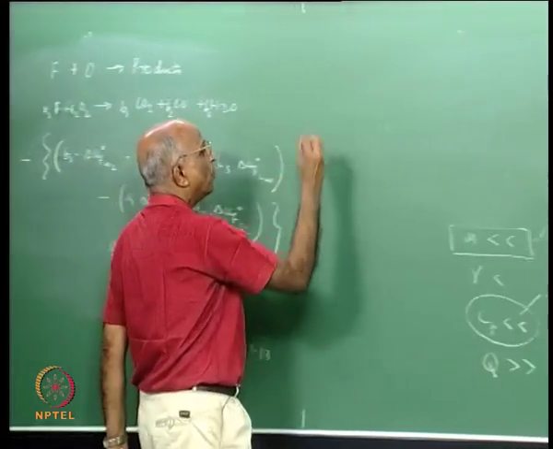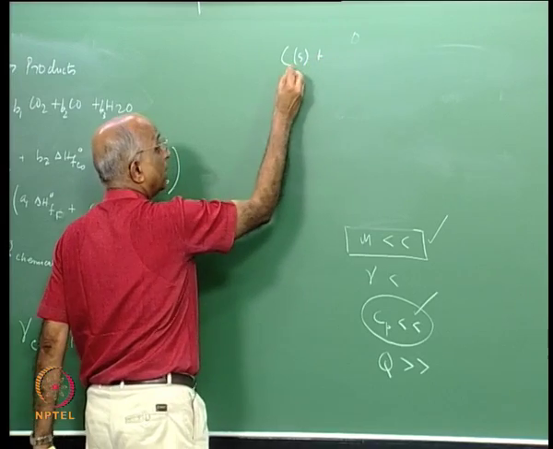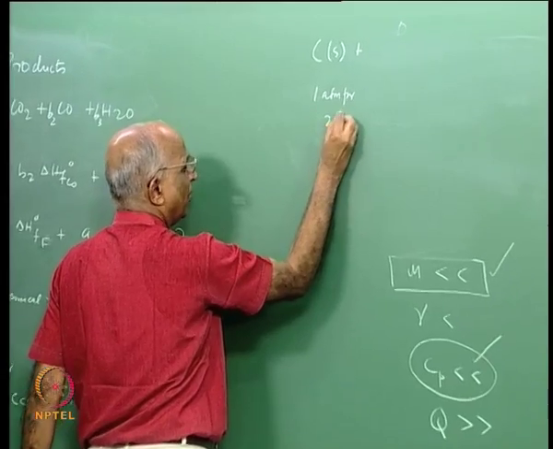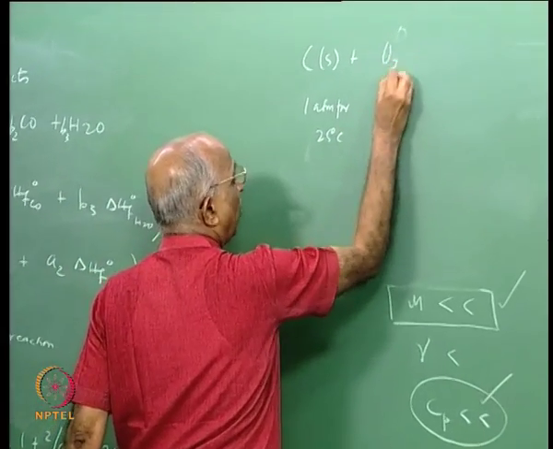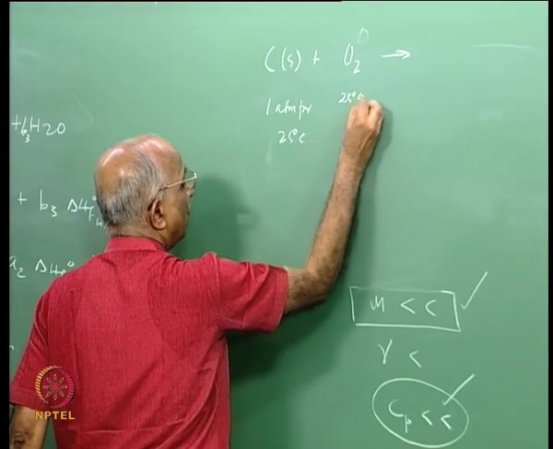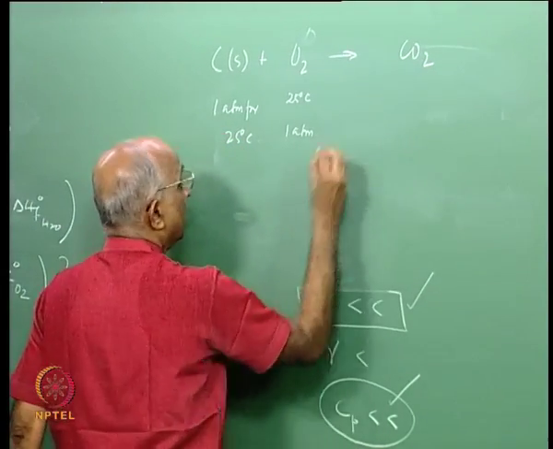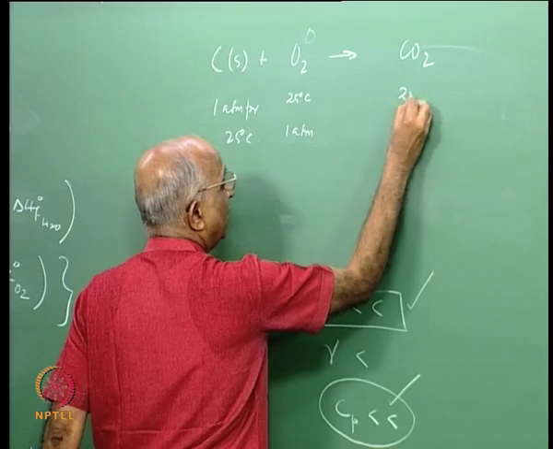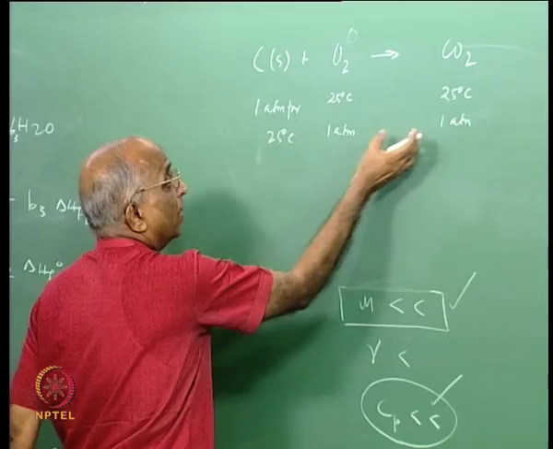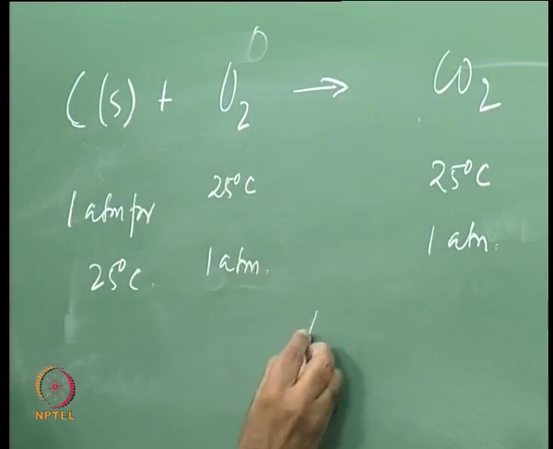Let us say I form carbon dioxide. I do an experiment, I burn carbon at standard state, maybe I take carbon which is a solid at 1 atmosphere pressure and initial temperature of 25 degrees centigrade. I react it with oxygen which is a gas, again at 25 degrees centigrade and 1 atmosphere pressure, and now I form carbon dioxide, again at 25 degrees centigrade and 1 atmosphere pressure. Then the energy required to form carbon dioxide from its elements C(s) and O2 will give me the heat of formation, right.